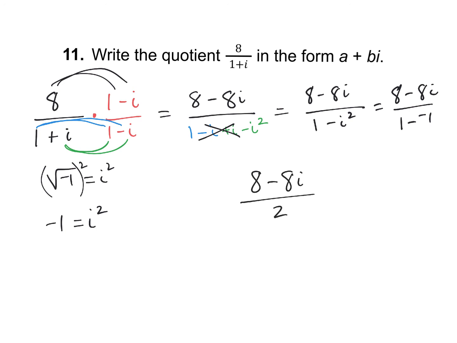Well, 8, 8, and 2 are all divisible by 2. So I'm going to chop them in half. 8 divided by 2, 4. 8 divided by 2, 4. 2 divided by 2, 1. I divided everything by the same thing, which was 2. So this turns into 4 minus 4i. I don't have to put the over 1, and Savas is not going to like you to put it over 1, so leave it as 4 minus 4i.